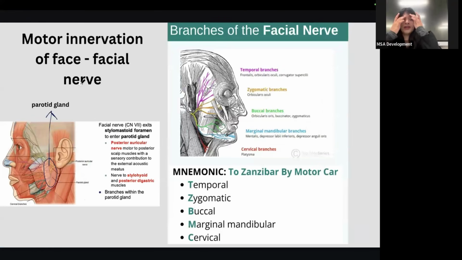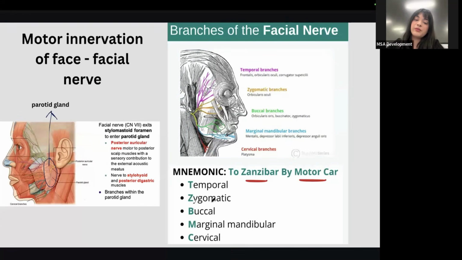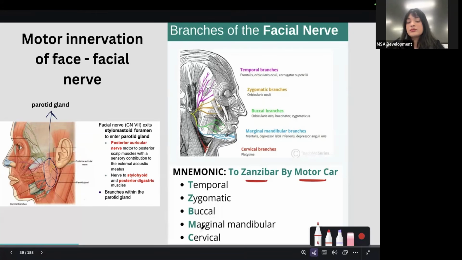Okay, motor innervation of face. This is done by the facial nerve. So we just talked about the sensory innervation of the face, which was the trigeminal nerve. Now we're going to talk about the motor innervation of the face, which is the facial nerve. In your lecture, it was "To Zanzibar by motor car." T for temporal, Z for zygomatic, B for buccal, M for marginal mandibular, and C for cervical, right? So look here, temporal branches, zygomatic branches, buccal branches, and so on.